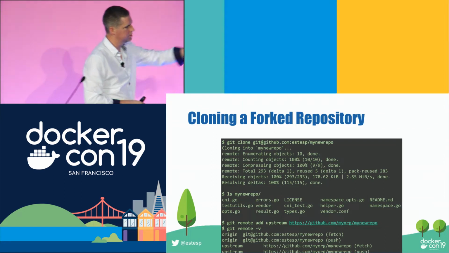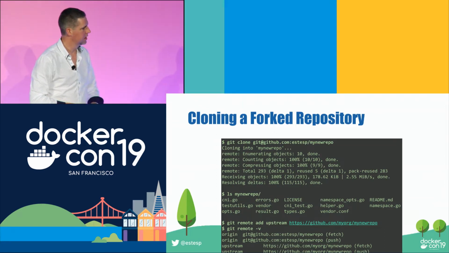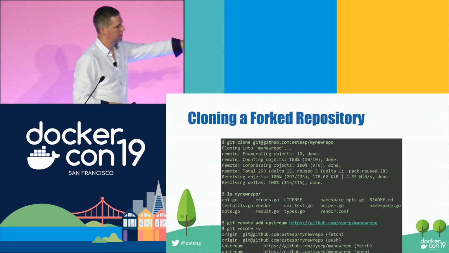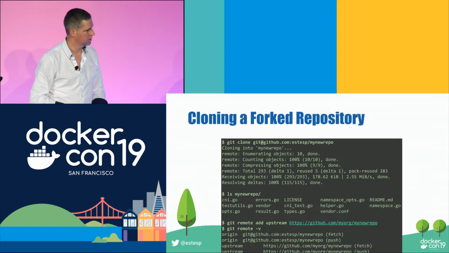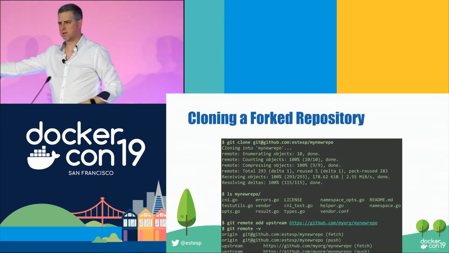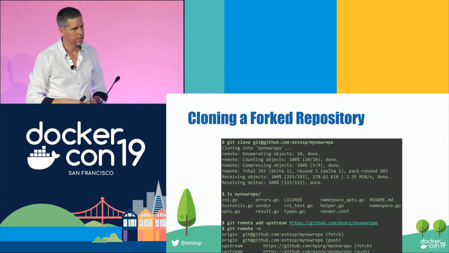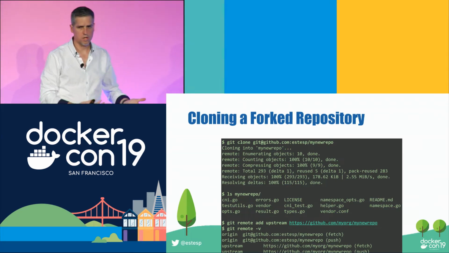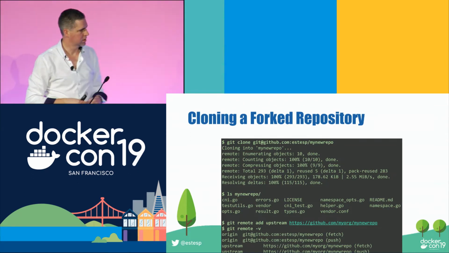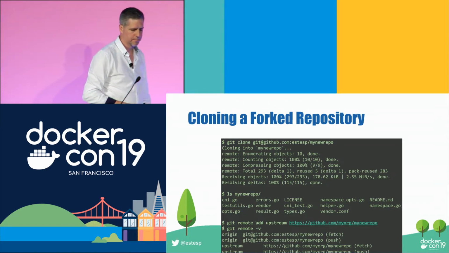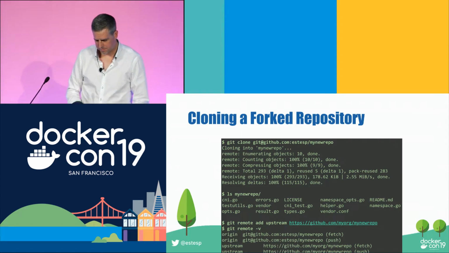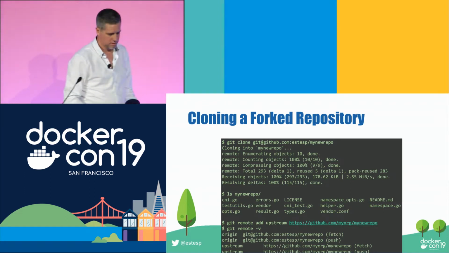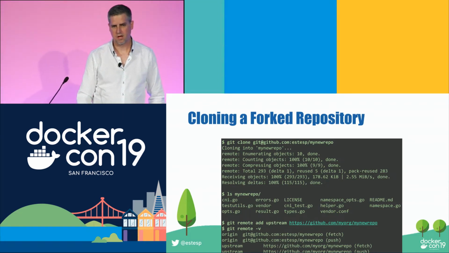So the first step I always do after cloning a repo is I use git remote add upstream. There are some philosophical debates about what you call that. I personally always call it upstream. And then I point to the actual organization repository on GitHub that I forked from. And so this means when I look at my remotes, I have something called origin, that's my fork, and I have something called upstream, which is the actual repo on GitHub itself.